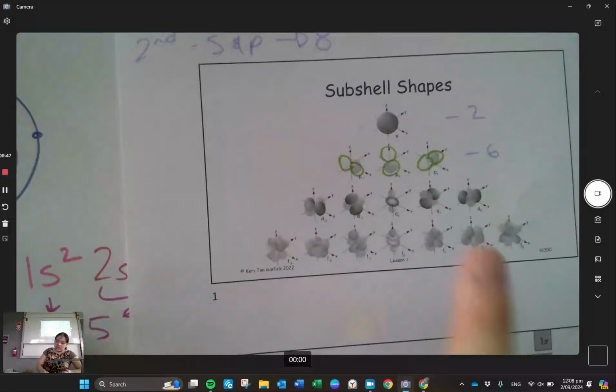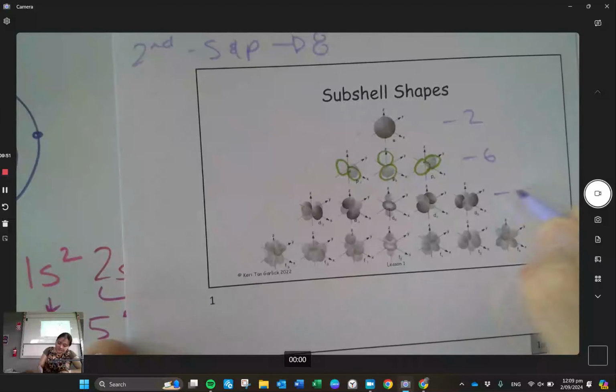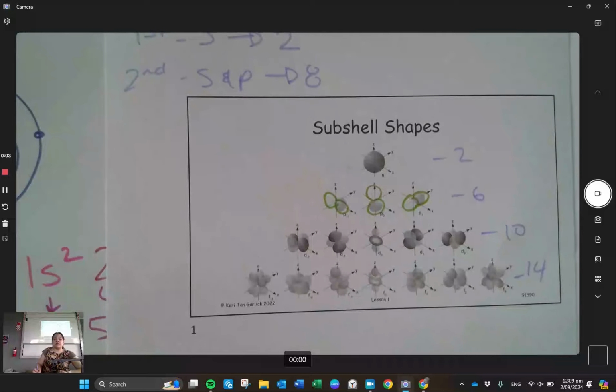Then the next one here is our D. You have 2, 4, 6, 8, 10. So there's 10 that it can hold. And then you also have the F, which is 2, 4, 6, 8, 10, 12, 14. So that is the number of electrons it can hold.